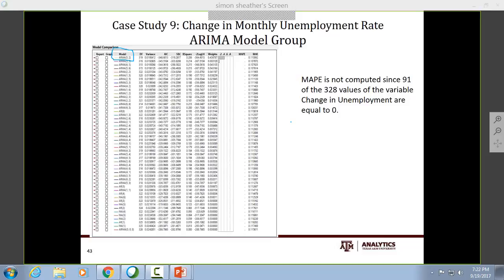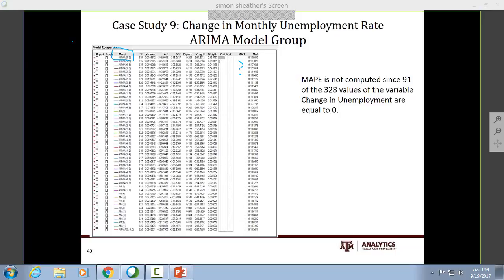Now, what happened here? The mean absolute percentage error, it didn't print any of the values. Well, we got a problem, Houston. What happened? Well, more than a quarter of the data are zero. You can't do percentage change when you divide the bottom by zero. So it doesn't do percentage error. Again, we're going to live or die by the SBC.